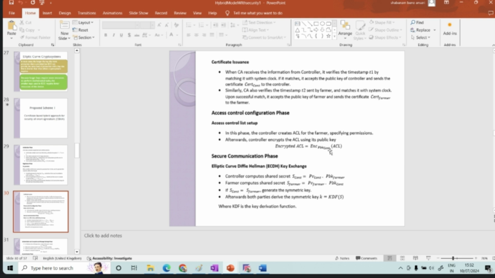Yes, but it is another overview, because if he encrypts with his public key, then no one can decrypt this ACL. If this is encrypted with the public key of the controller, then it should be stored at the controller only. Yeah, that is fine. It is encrypted with the controller's public key, so it will be decrypted only by the controller's private key. This information is not sent to the farmer or shared. It is stored only in the database of the controller.